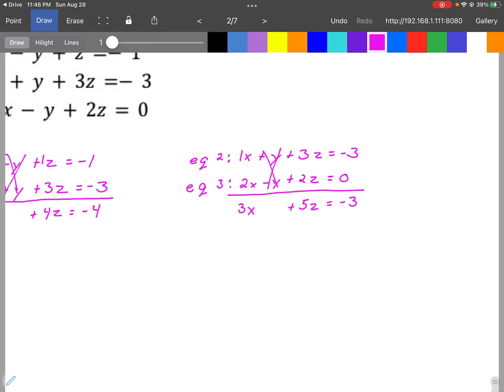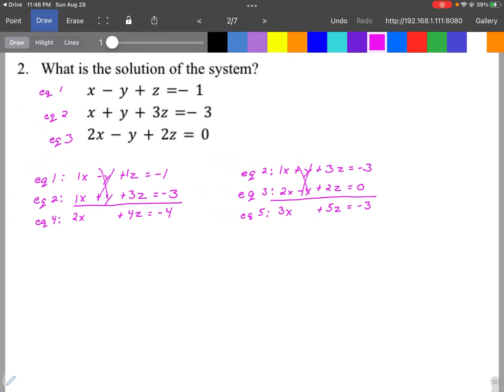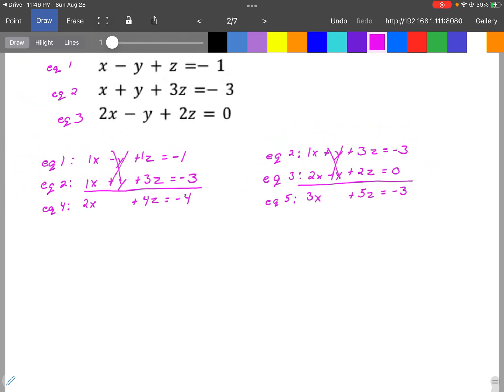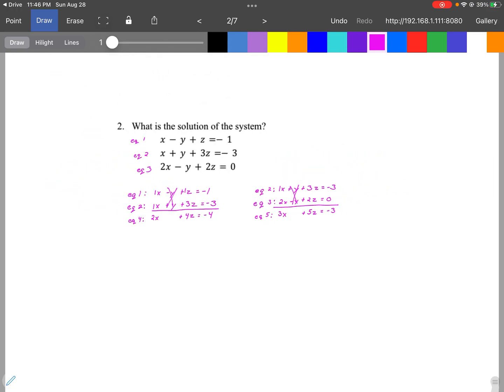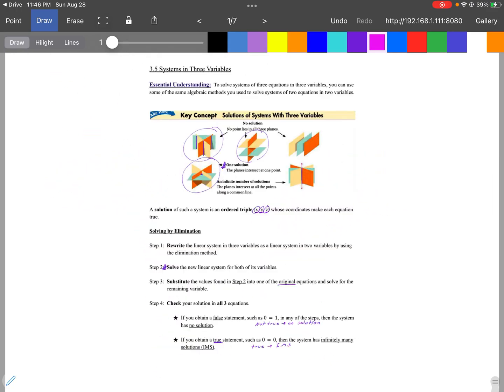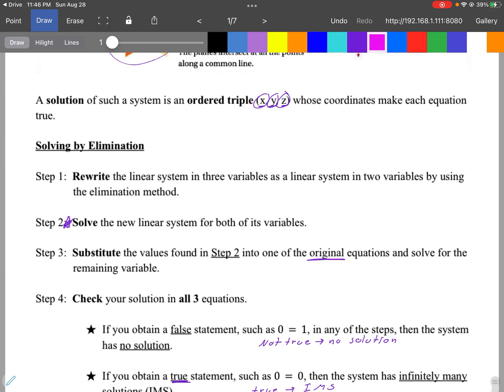Okay, so this gives us another new equation. So this is going to be equation 5. So I'm going to label that. Okay, so now this is the end of step 1. We've gotten rid of the same variable, and we now have, let's go back up to our steps here. Okay, so we now have only 2 variables left. We have x and z.